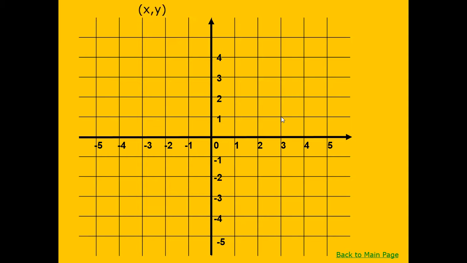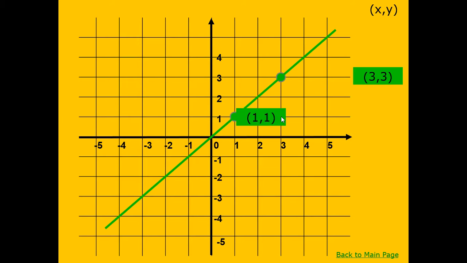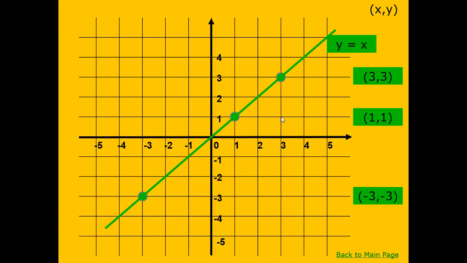Diagonal lines, okay, watch out for these. This line here, look at the points. What do all of the points have in common? So that point there is 3, 3. The next one is 1, 1. And the next one is -3, -3. What do all of these 3 points have in common? Well, the x coordinate and the y coordinate are exactly the same. They are equal to each other. The x coordinate and the y coordinate for each point are equal to each other. So therefore, the equation would be y is equal to x.